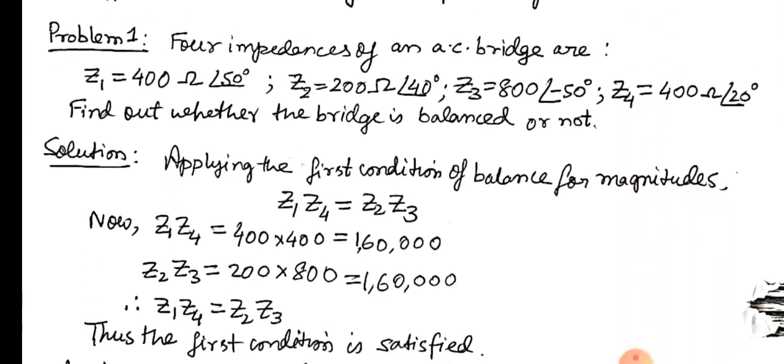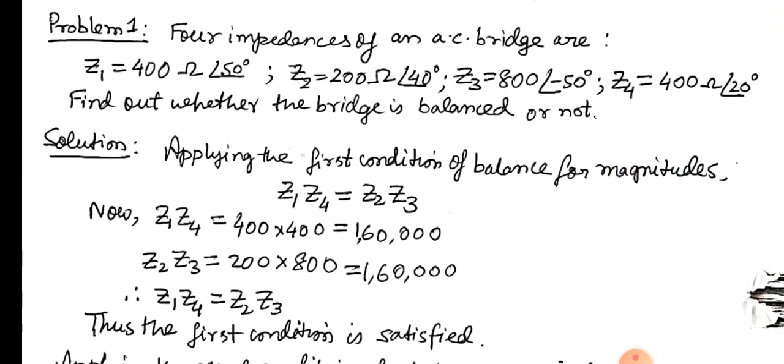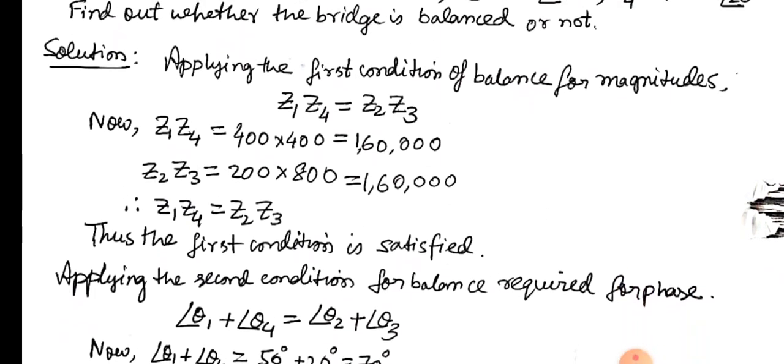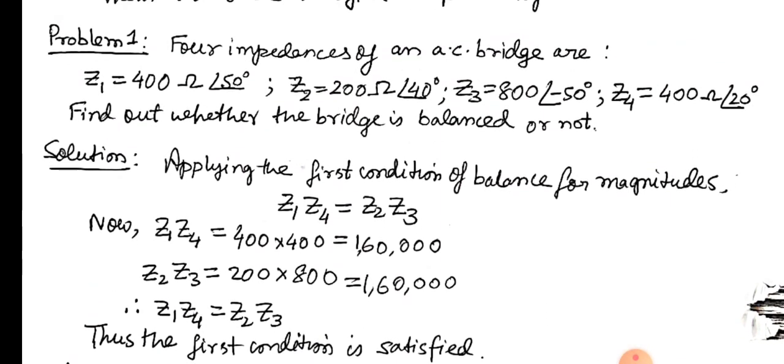Now coming to the problem which I did in the class also. This problem says that there are four impedances of an AC bridge, given as you can see: Z1 equals 400, Z2 equals 200, Z3 equals 800 and Z4 equals 400. The angles are respectively 50 degrees, 40 degrees, minus 50 degrees and 20 degrees. So we have to find out whether the bridge is balanced or not. Now, applying the first condition of balance, we can see that these four impedances are in polar form, right?